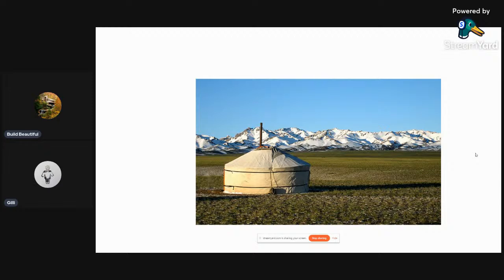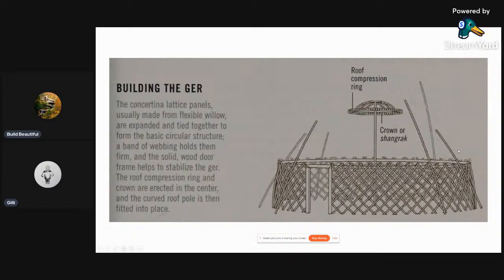So I'll just go through some of the images I've got. This is the image from the book I mentioned earlier, Vernacular, Handmade Houses and Other Buildings, A World of Vernacular Architecture. It shows the structure of the ger, the lattice panels, and the door frame as well. Yeah, I thought it was interesting.